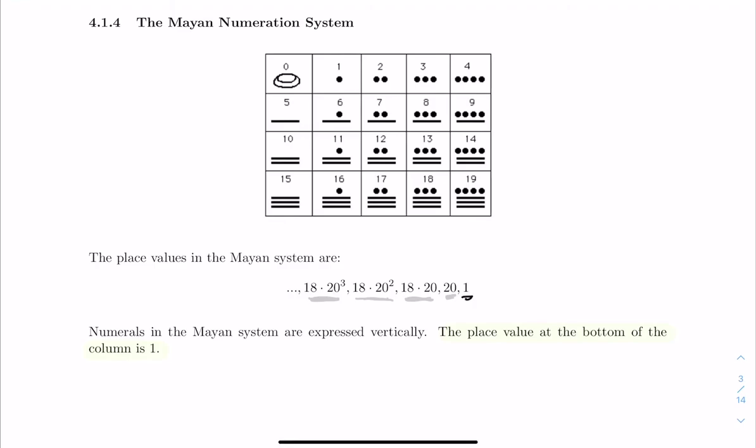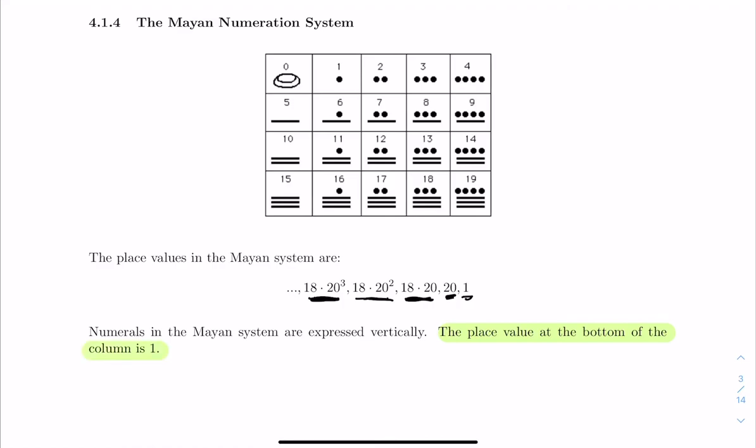Then they go to 20. And then this is when it gets weird. Normally you think we go to 20 squared, 20 cubed, but no. They made it difficult. The next one is going to be 18 times 20. And then we start going up by powers of 1 on our 20. We go to 18 times 20 squared, 18 times 20 cubed, and then it would keep going to 18 times 20 to the 4th, so on and so forth. Now these numerals in the Mayan system are expressed vertically. The place value at the bottom is the 1 place value.